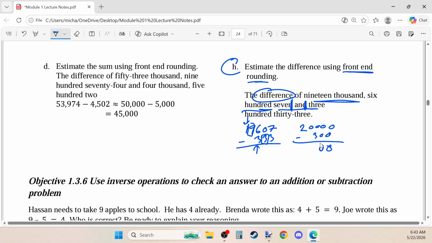And then I subtract. I can't take 3 from 0, so I have to borrow from the 20. 20 turns to 19. 10 minus 3 is 7, and then 19 minus nothing is 19. There is my answer, 19,700.